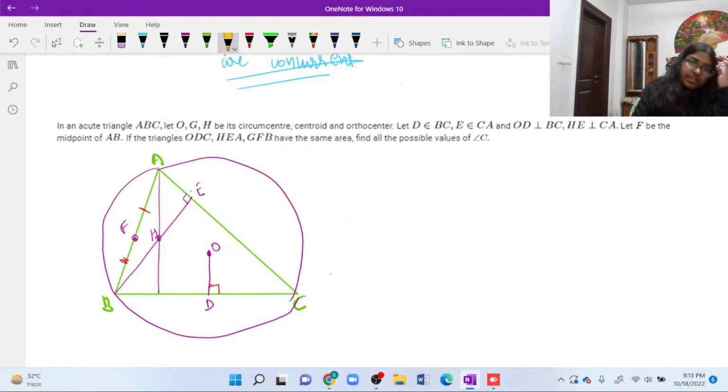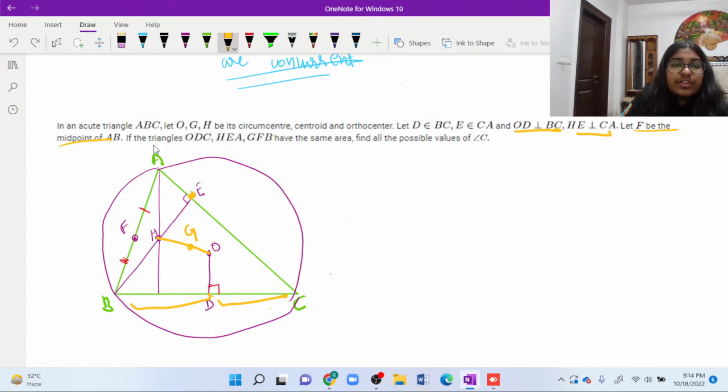So the problem says that if ABC is a triangle with orthocenter H, circumcenter O and centroid G, and D be a point on BC such that OD is perpendicular to BC, that also means that BD equals DC, it's the midpoint because O is the center which lies on the perpendicular bisector, and HE perpendicular to AC, that means E is the foot of the altitude, and let F be the midpoint of AB, that's just obvious.